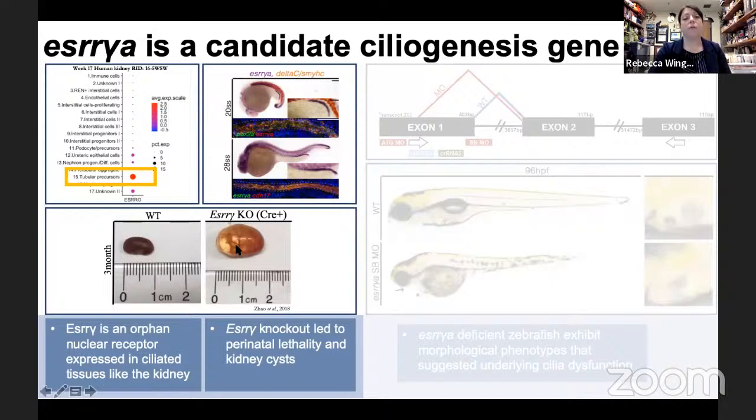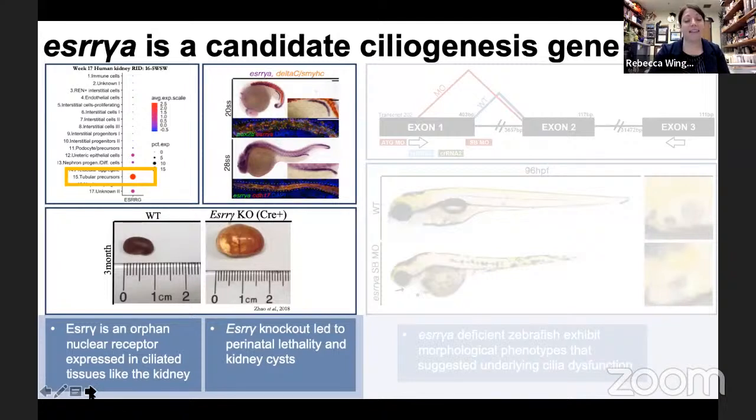So from these pieces of information, we were really, really curious about this gene and its function in development. So that got us interested in the kidney, and you'll see that we found a link to cilia. And so that's where we're going with this.